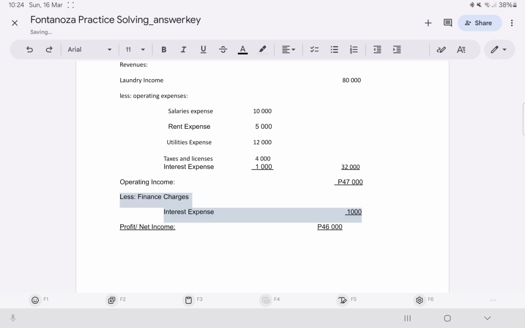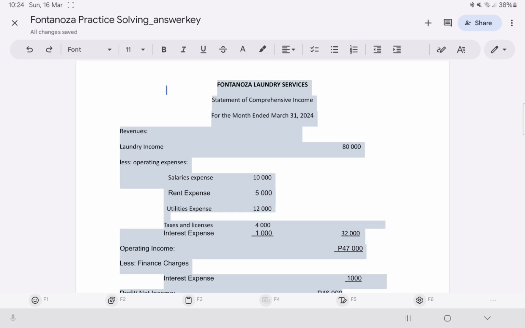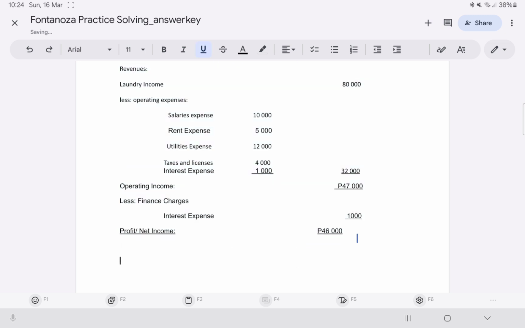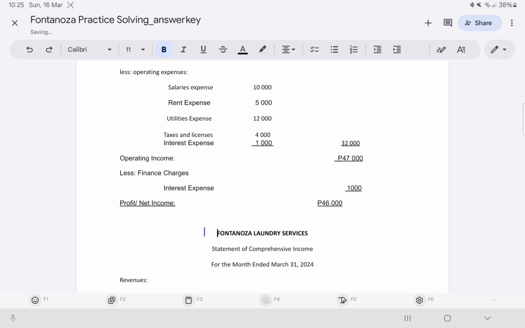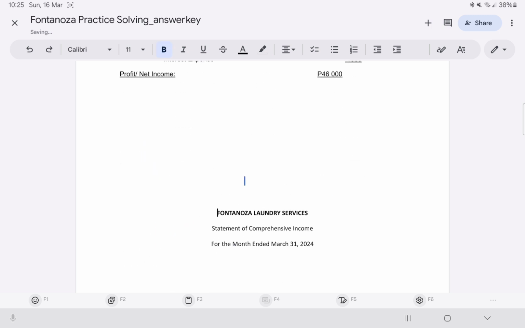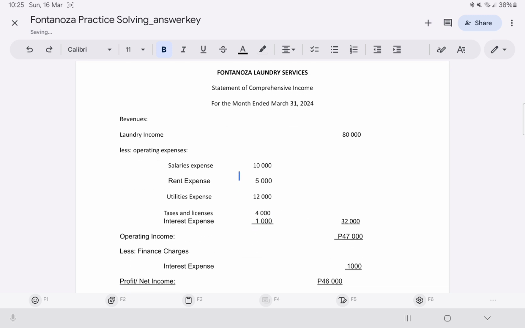So, okay, I will be making the two computations. Since some of your computations are not like this, therefore, if your transaction is like this, 10,000 plus 5,000, 12,000, 4,000, 1,000. So that's 15, 22, 20, 26, 30. Okay, compute again.